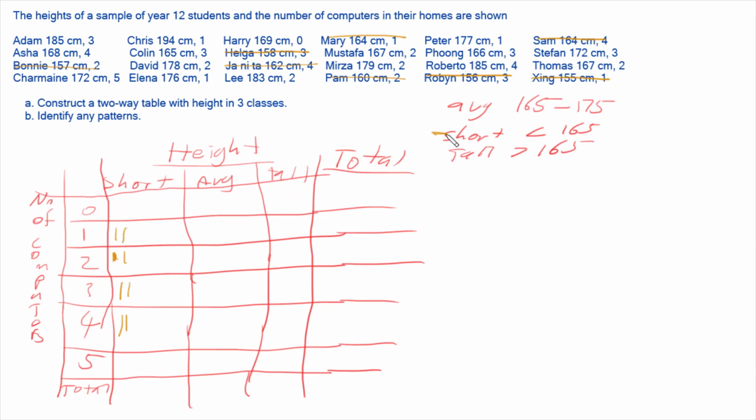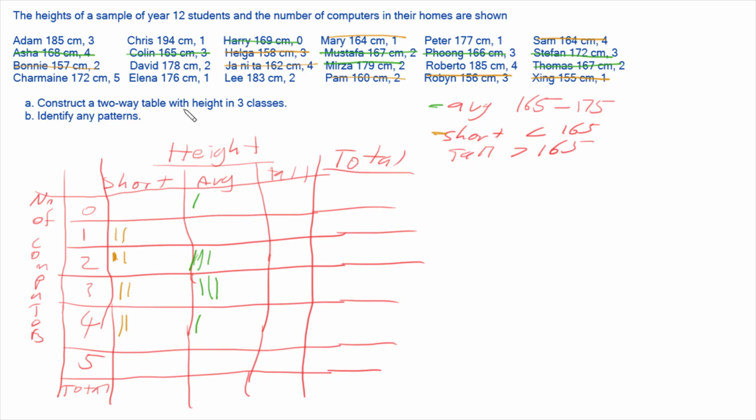Then let's go through and do our average people. So 165 to 175. So Asha has 4, and Colin has 3, and Harry has 0, and Mustafa has 2, Mirza has 2, Peter has, oh no, Peter is taller, Fung has 3, Stefan has 3, and Thomas has 2.